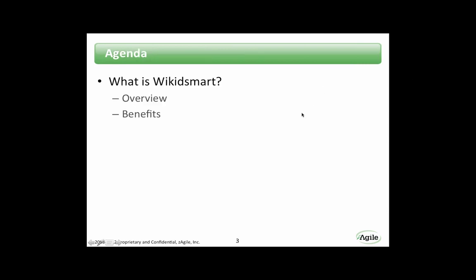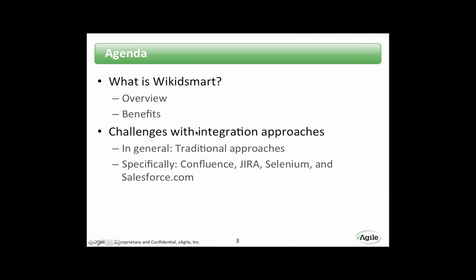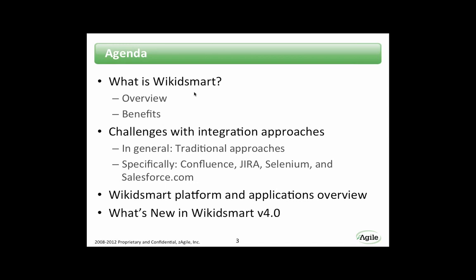So what's the agenda we have lined up today? What is Wikidsmart, both an overview and the benefits related to the platform and the applications. We'd like to cover typical integration approaches that are available today. And we'd like to get into some very detailed examples of integration challenges that you will encounter if you're trying to integrate something like Confluence with JIRA or Confluence with Salesforce, for example. Finally, an overview of the platform and the applications itself. We'll get into a little more detail of what the magic is behind the Wikidsmart platform. We'll talk about what's new in Wikidsmart version 4.0.